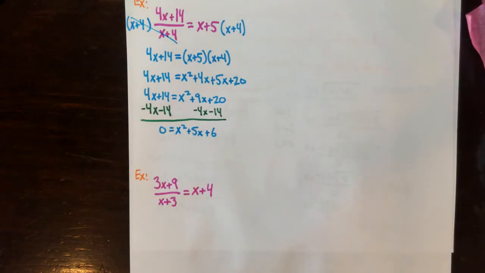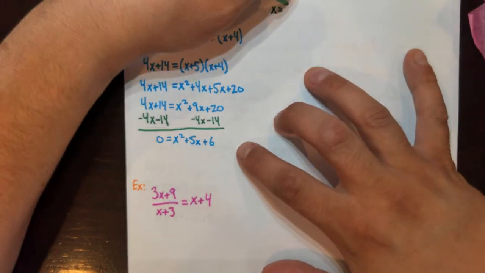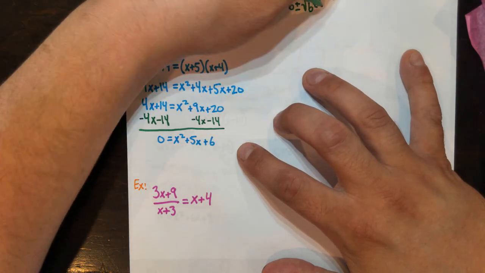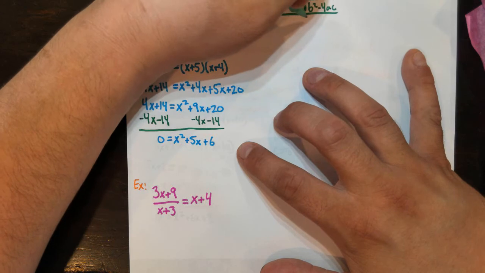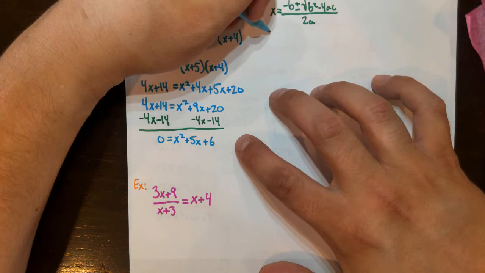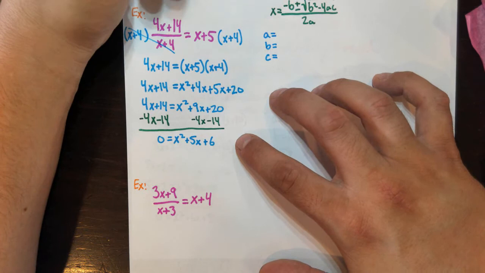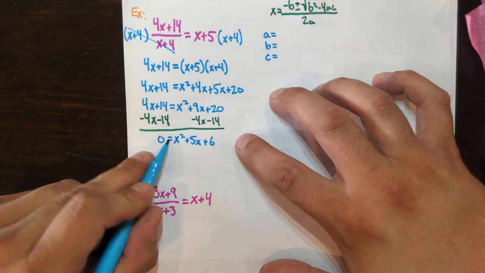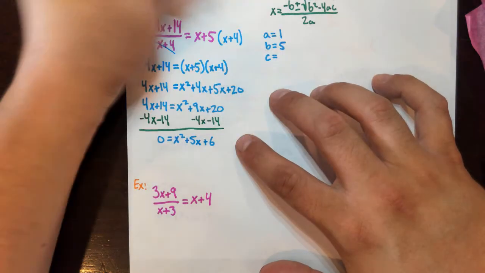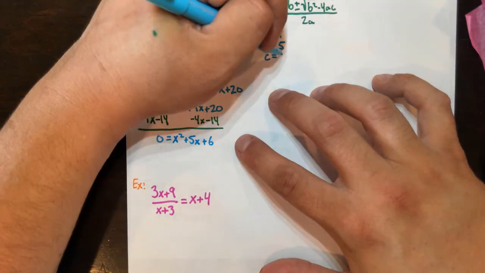And now we'll plug this into the quadratic formula. So again, I'll just write the quadratic formula for us. And let's go ahead and define our a, b, and c. So a is the coefficient of the x squared term, that's 1. B is the coefficient of the x term, that's 5. And c is the constant, so that's 6 in this case.